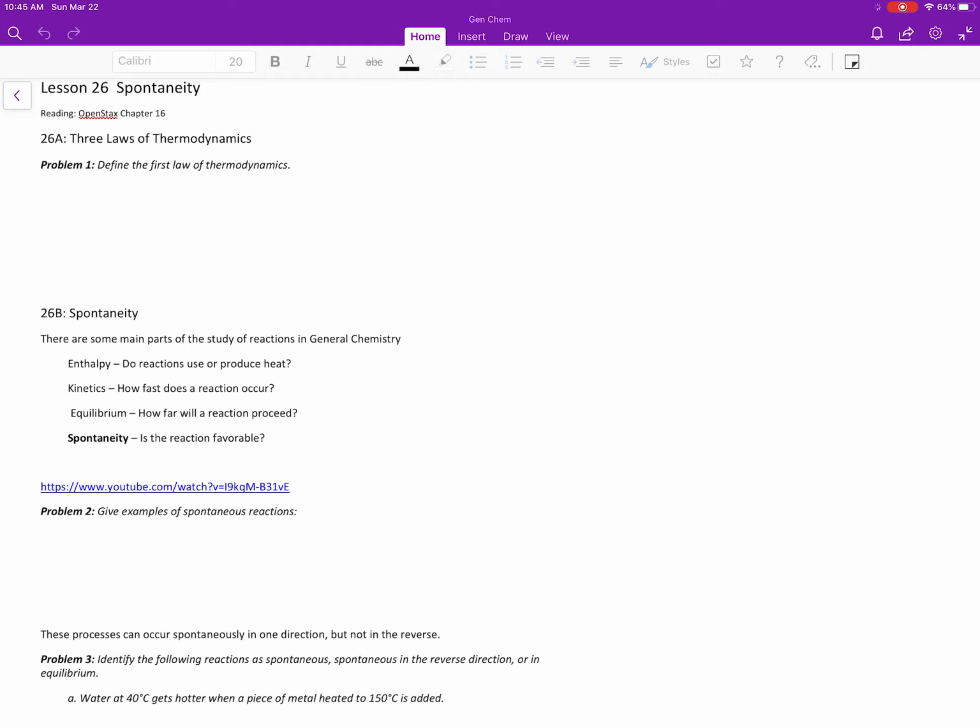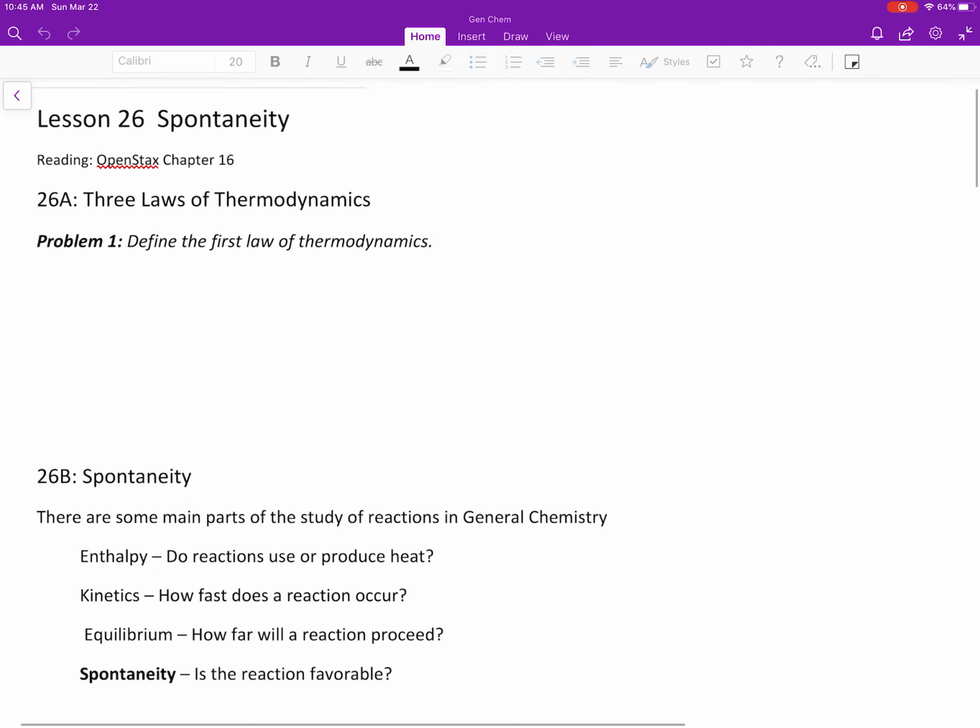So we're going to start on lesson 26. This is not letting me zoom in. There we go. Okay.